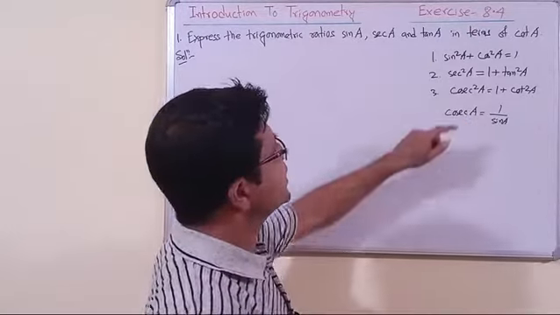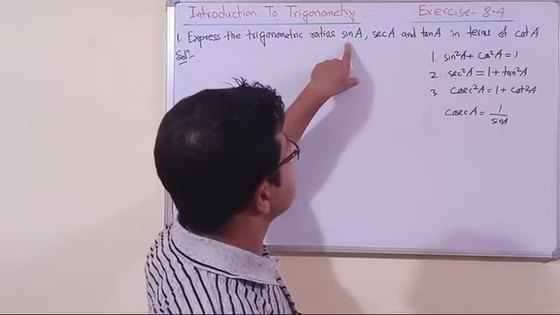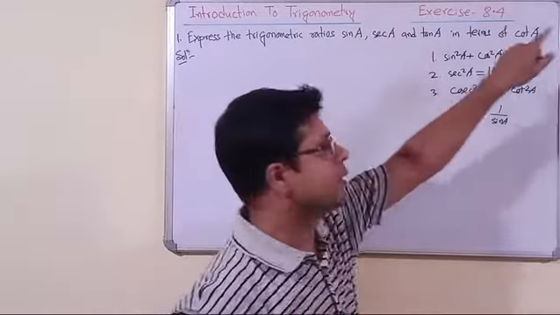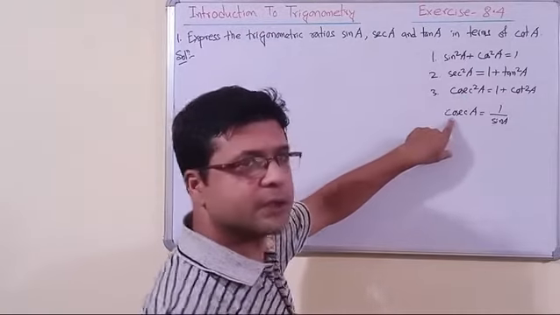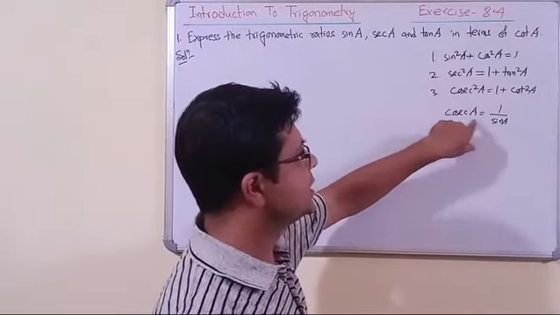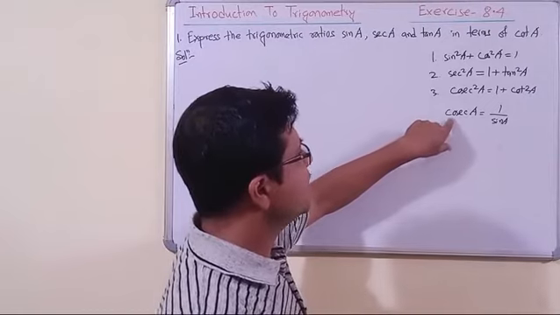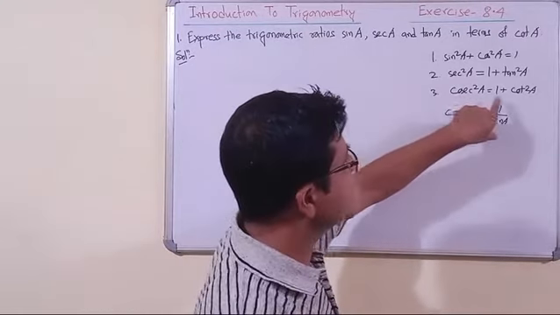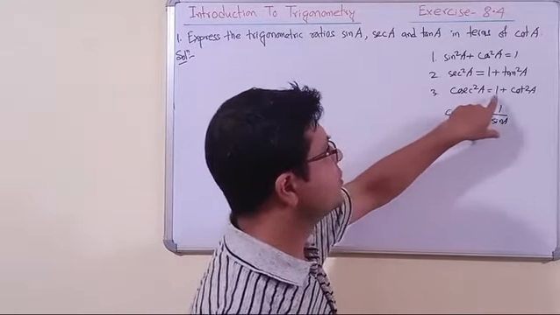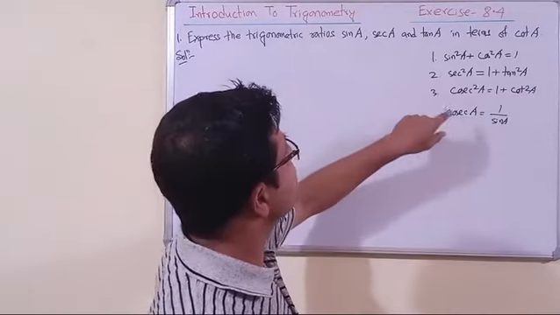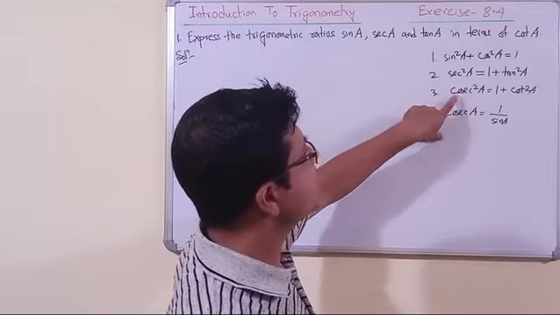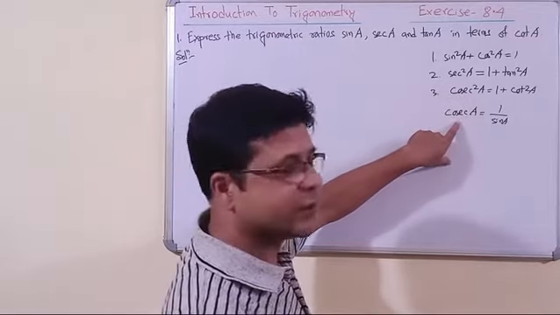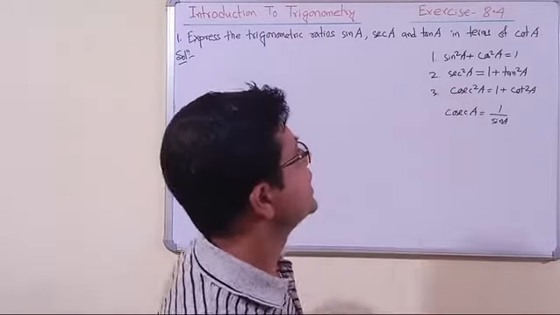We need these identities here. Now let us see one by one. Sin A we have to convert into cot A. There is a relation between sin A and cosec A: cosec A is the reciprocal of sin A. Again there is a relation between cosec A and cot A: cosec square equals 1 plus cot square A. So initially what will we find? We will find cosec square A. If we can find cosec square A, then we can find cosec A, then we can easily find sin A. So let us do.